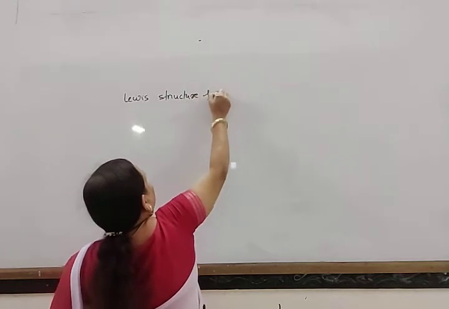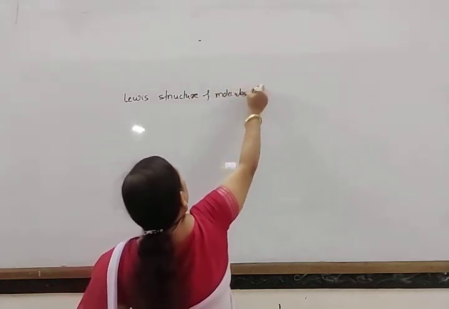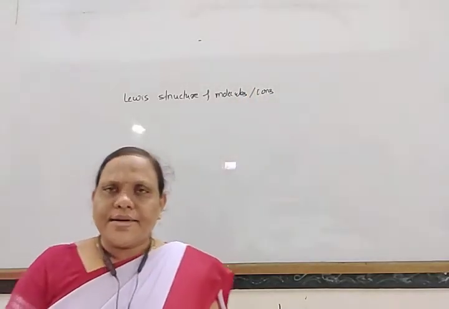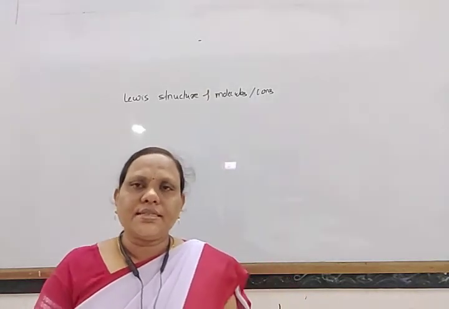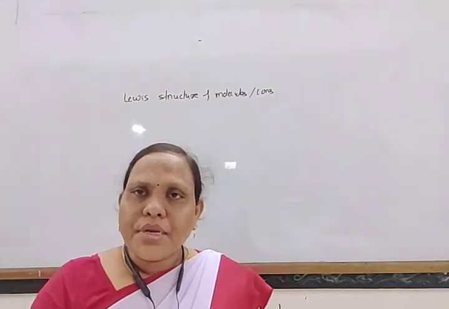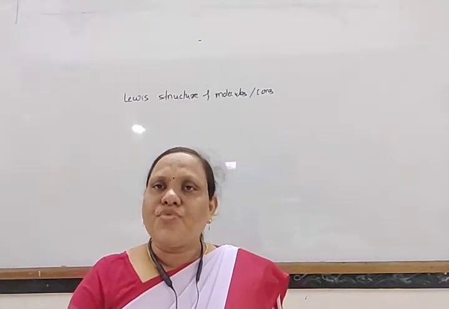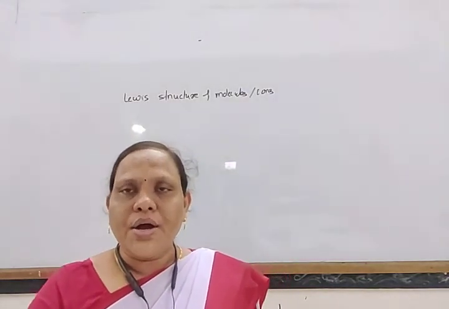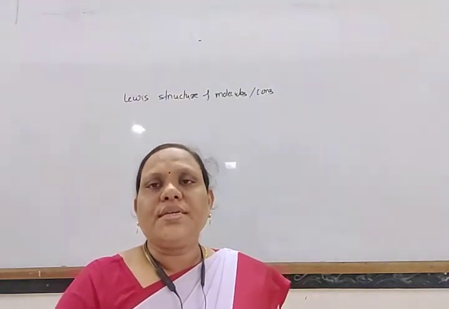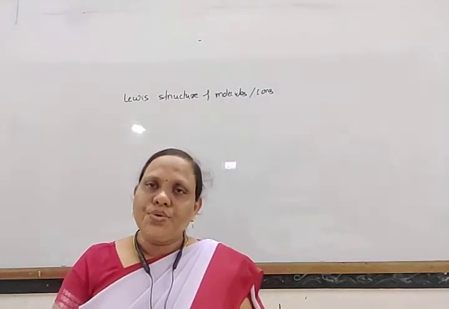Lewis structure of molecules or some ions. So what are the atoms that are present? First find out what their valence electrons are and how many bonds they can form. For the formation of one bond it requires two electrons, that is one pair of electrons, and that should be shared by two atoms.